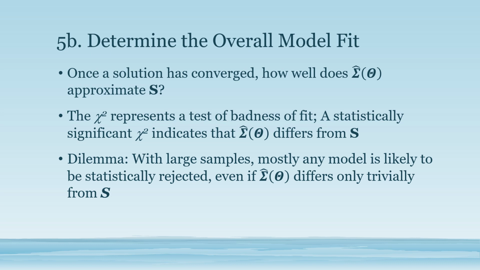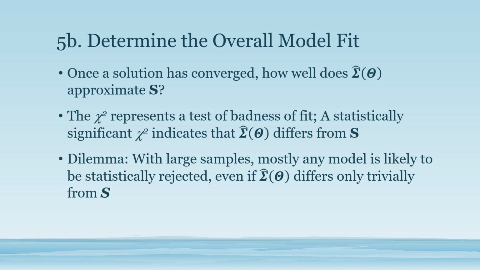After we have the result, we will determine the overall model fit. Basically, when a solution is converged, we will determine how well the sigma X approximates the sample covariance matrix. As I mentioned, the chi-square represents a test of the badness of fit. A significant chi-square indicates that the theoretical covariance matrix differs from the sample covariance matrix.